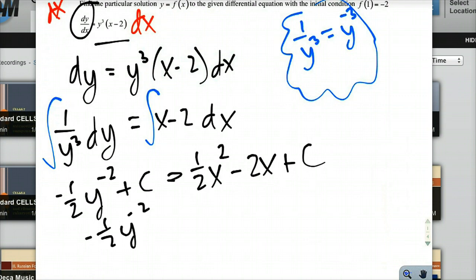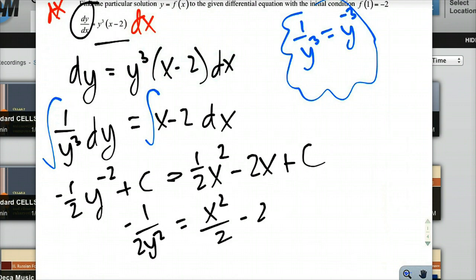So negative 1 over 2, y to the negative 2. Actually, I'm going to make this neater. Instead of saying y to the negative 2, I'll just put the y squared on the bottom. Negative 1 over 2y squared equals x squared over 2 minus 2x plus c.